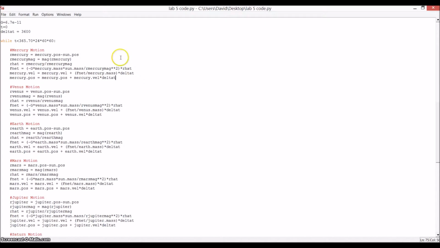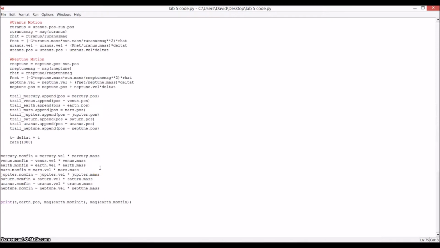I also created initial momentum vectors, for a reason I will explain later. I then defined my gravitational constant G and set my time step as 3600, the number of seconds in an hour. I then set a while loop and coded for Newton's second law and the law of universal gravitation for each planet, defining r as the displacement from the planet to the Sun and F net as the force of gravity between that planet and the Sun. I then set final momentum vectors and a print statement that displayed the time, position of the Earth, magnitude of the initial momentum, and magnitude of the final momentum.